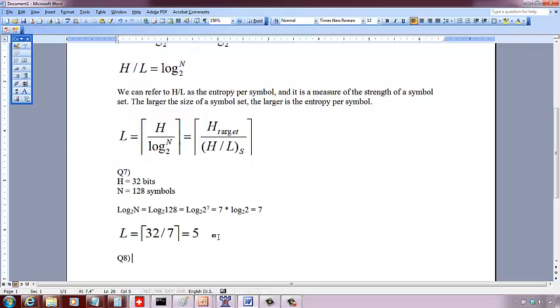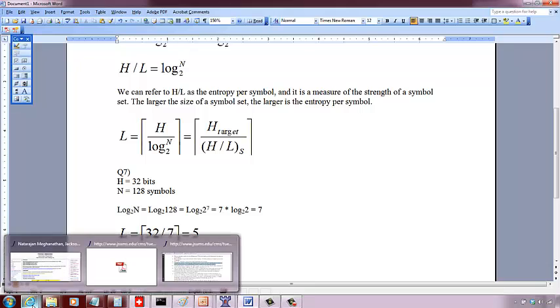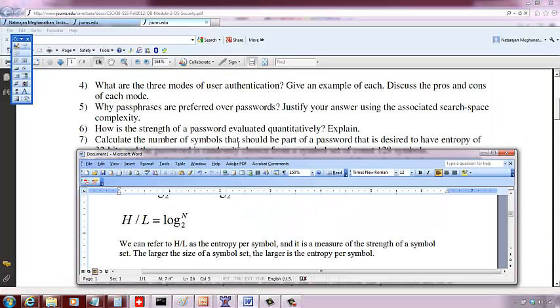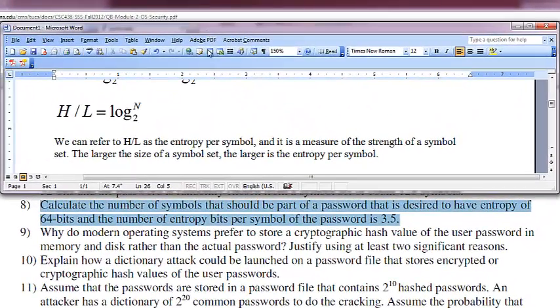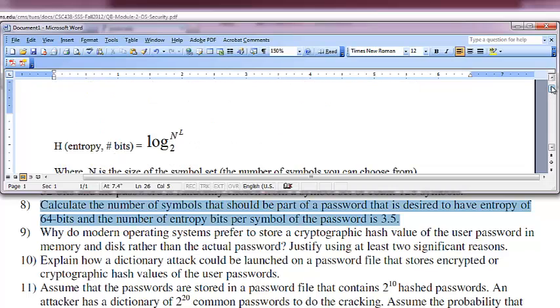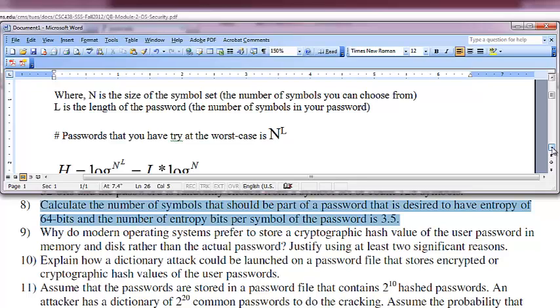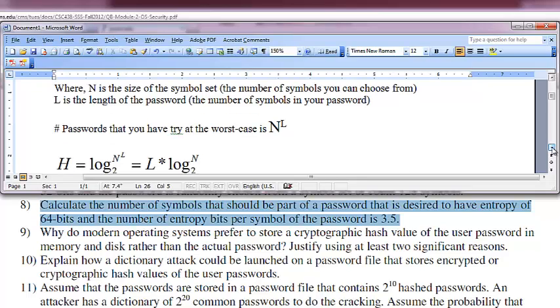So now let's do number 8. Here we want to calculate the number of symbols that should be part of your password. It's again the password length, so that you can have a desired entropy of 64 bits, and the number of entropy bits per symbol of the password is 3.5. So again, going back to what we discussed, the number of symbols that could be part of your password is L. So length of the password, that's what you want to find.